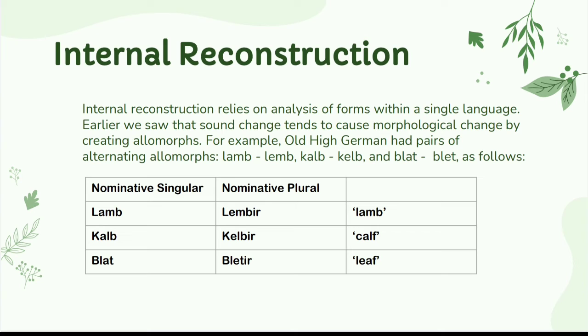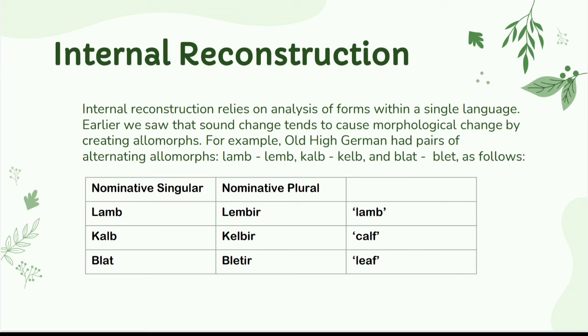The comparative and internal evidence are often combined for corroboration or refinement of a posited reconstruction of a proto-language. Earlier we saw that sound change tends to cause morphological change by creating allomorphs. For example, Old High German had pairs of alternating allomorphs: lamb, kalb, kelp, and blood, as follows. In the nominative singular, there are lamb, kalb, and blood. In the nominative plural, there are lambir, kelbir, and bladder.